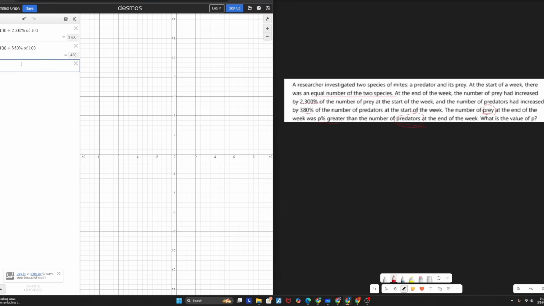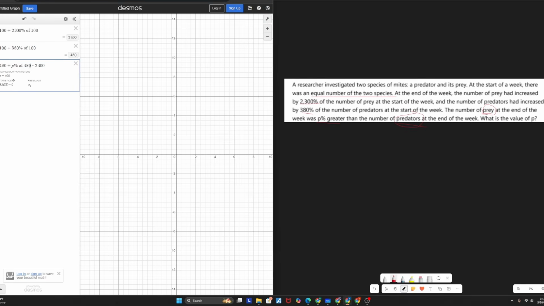Let me model that out for you. So 2,400 is just going to be isolated, and you're looking for this in terms of the number of predators. At the end of the week, you're left with 480 predators, right? And then they're asking, the number of prey was p% greater than the number of predators. So 480 plus p% of 480 is 2,400.